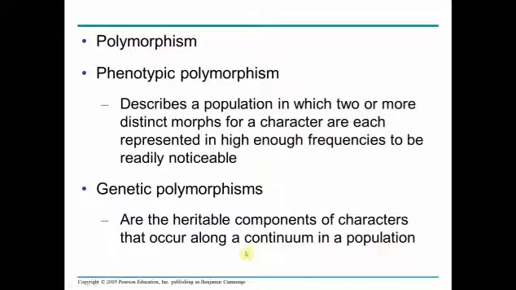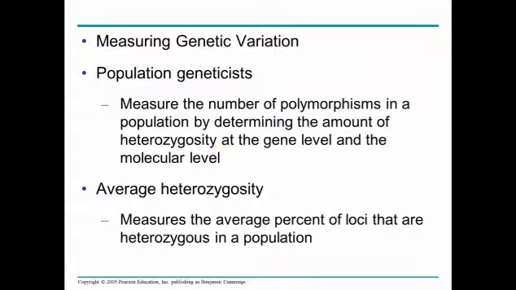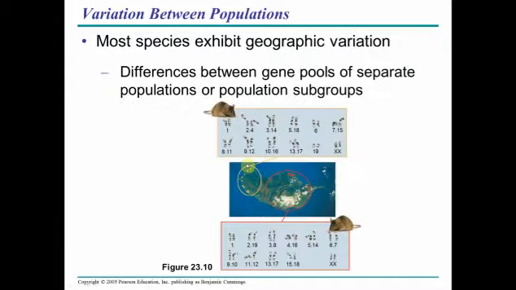Genetic polymorphisms would be more along a continuum, where phenotypic polymorphism only requires 2 as its definition to be noticeable, although phenotypic polymorphism can vary along a continuum as well. So population geneticists will look at the number of polymorphs in a population, and they'll often calculate the amount of heterozygosity that occurs, where the average heterozygosity is the average percent of the loci that are heterozygous in a population. And this provides information for them for the study of that specific population for a certain character trait.